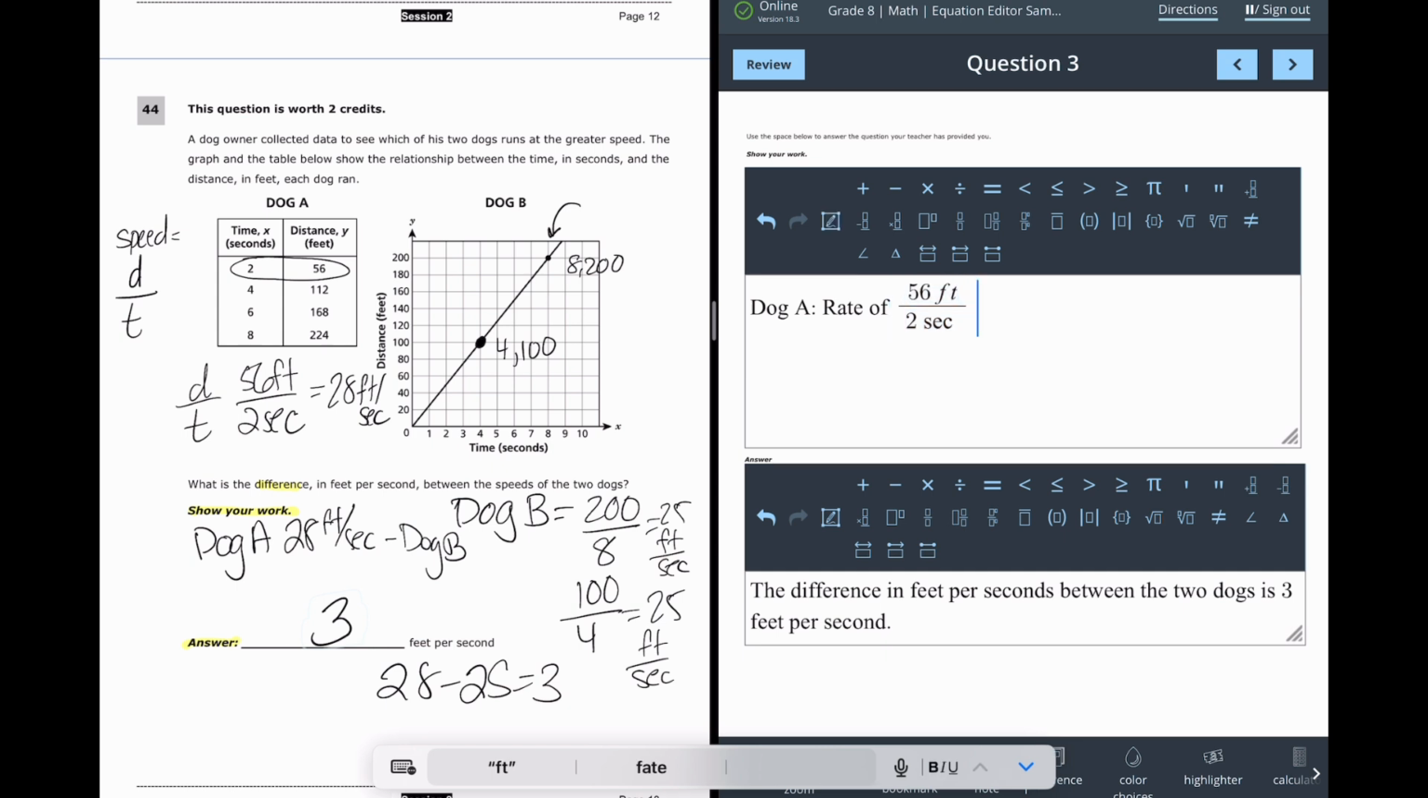I don't know why one looks scripty and one doesn't. It just looks like that. 22 feet per second. And then I'll just put dog B. I used 0.4 for 100.